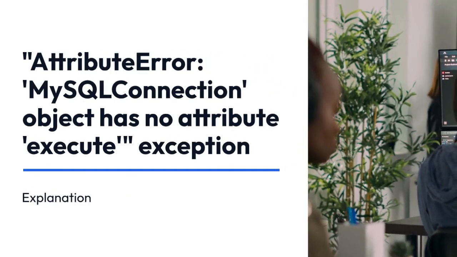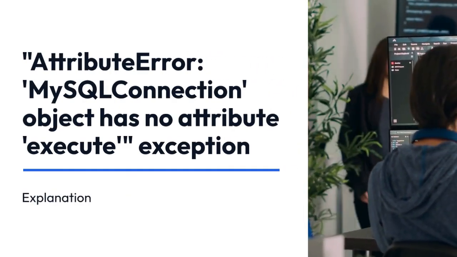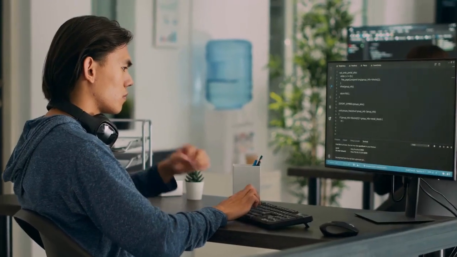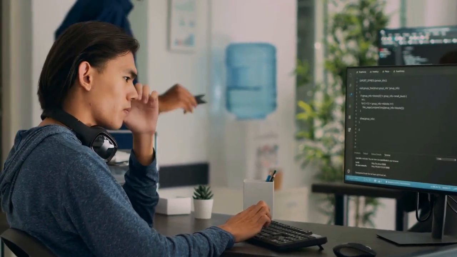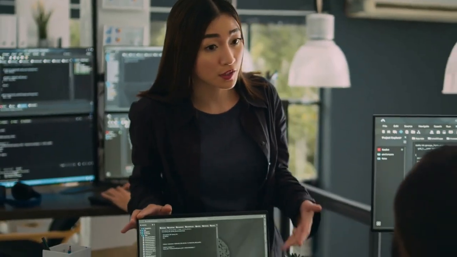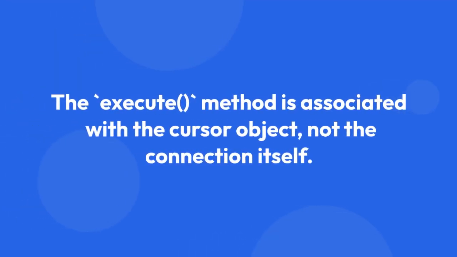We're going to explain the attribute error: "MySQLConnection object has no attribute execute" exception in Python when working with MySQL databases. This error typically arises because you're trying to use the execute method on a MySQLConnection object directly, which isn't how the MySQLdb or mysql.connector libraries work. The execute method is associated with the cursor object, not the connection itself.